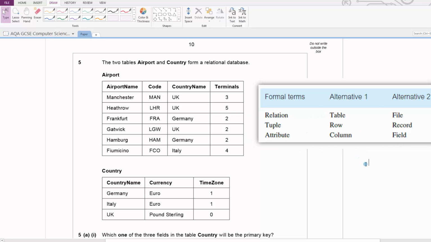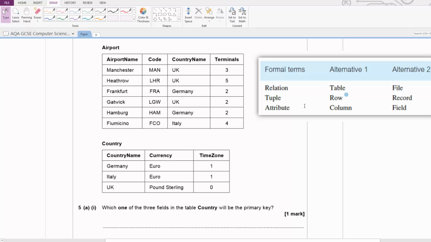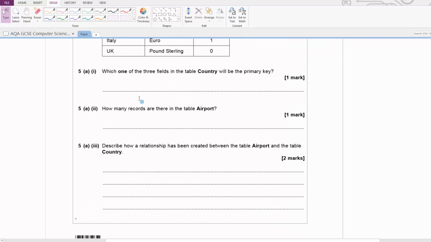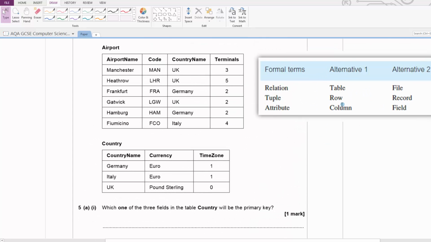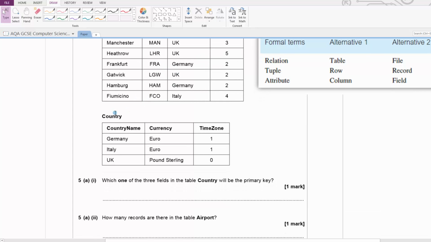So this might be useful for people who are also confused about terminology, because it is a pain in some areas of computer science where there are so many terms that are essentially the same thing. So that can be a bit confusing. You might want to use this table. So a field is the same as a column. A column is probably a lot easier to remember than what a field is.